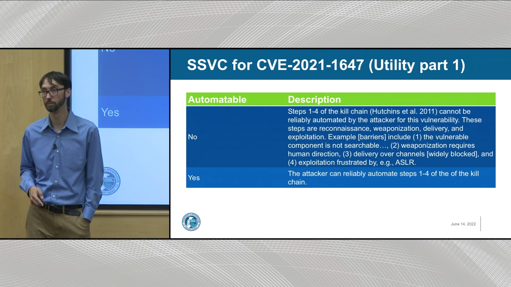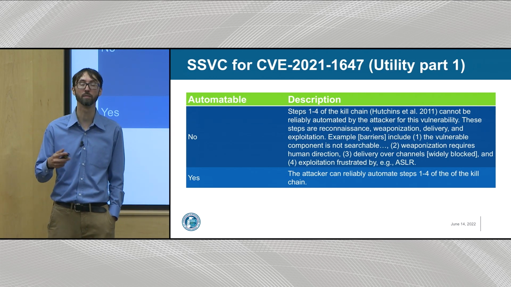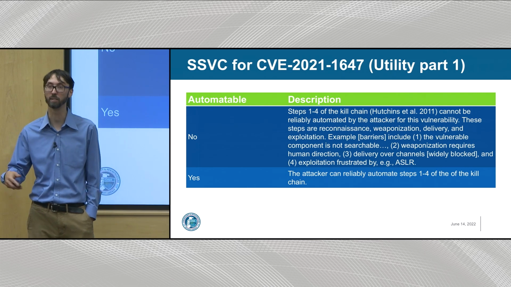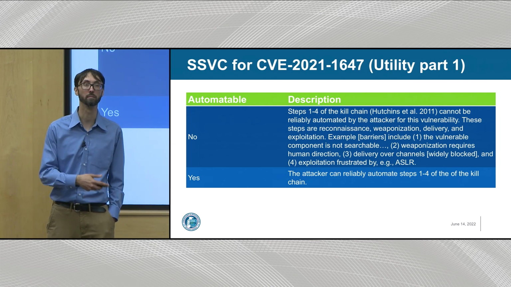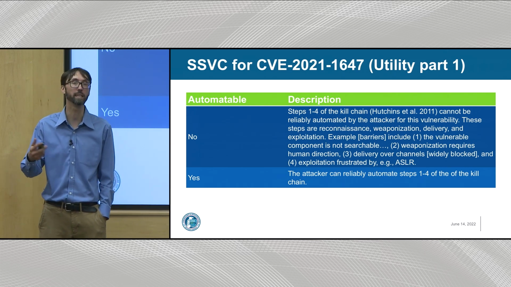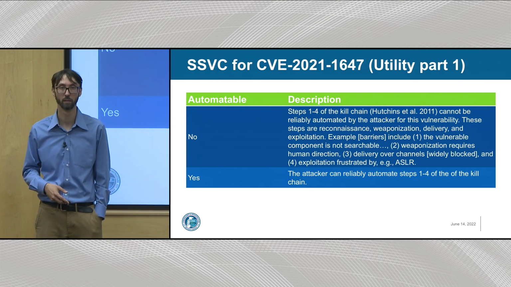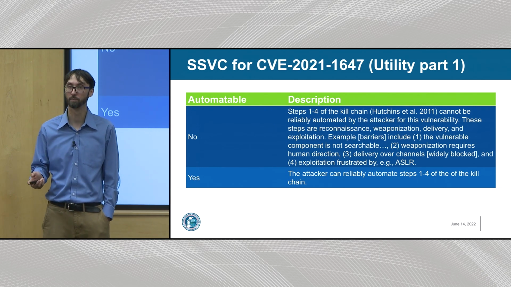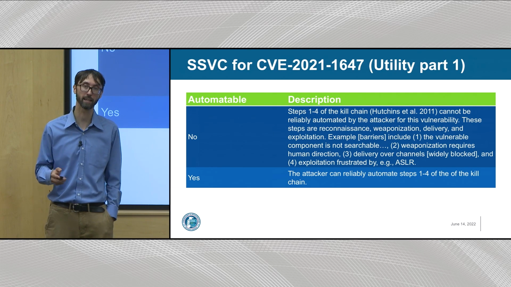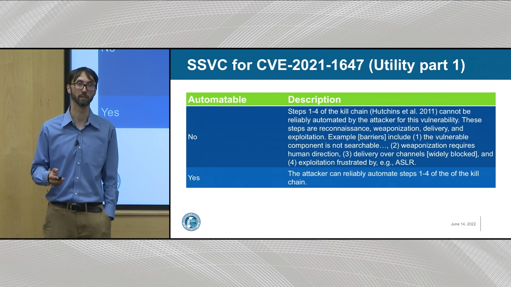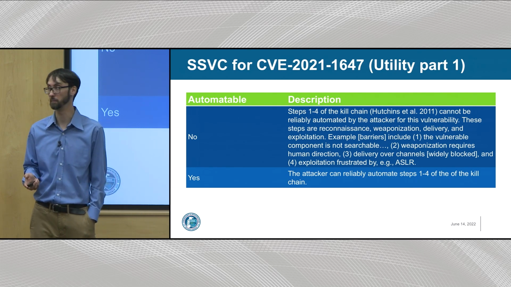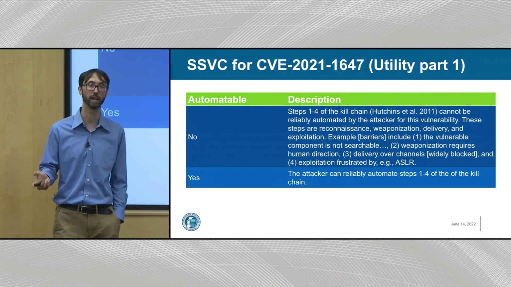Is this automatable? Well, if any one of the 4 steps in the kill chain is not automatable, then it's not automatable. We need a yes to all 4 of those things. So for this one, the attacker needs to be able to write a file to the system, a specially crafted file, but write a file nonetheless.